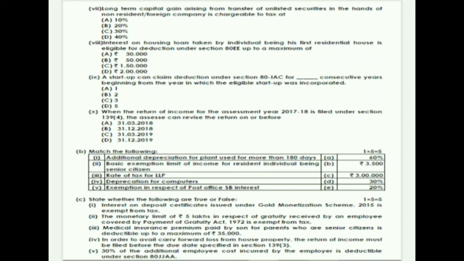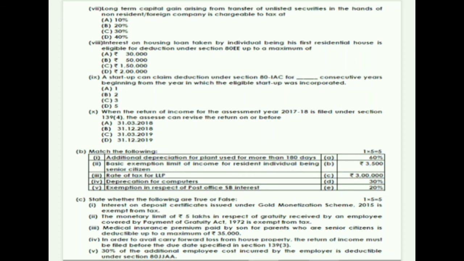Why? Because as per sub clause 4 of section 10(15), interest on gold deposit bonds issued under the gold deposit scheme 1999 notified by the central government is exempt. These bonds are also excluded from the definition of capital asset under section 2(14), and therefore transfer of such bonds is exempt from capital gains tax. Now next is the monetary limit of 5 lakh in respect of gratuity received by an employee covered by the Payment of Gratuity Act 1972 is exempted from tax.